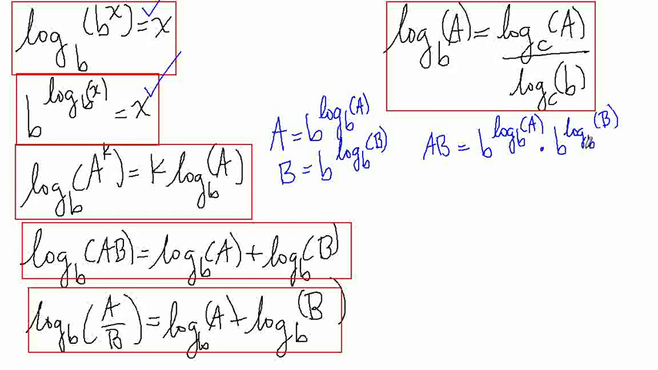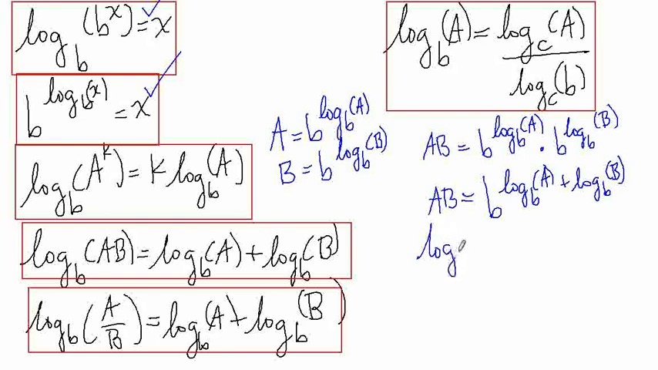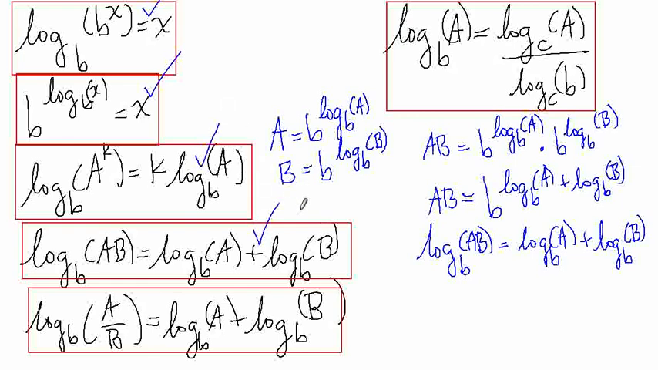Now let's first simplify the right side by adding the exponents. Now let's take the log of both sides. And using the first rule, we know that the log of the right side is going to be equal to the exponent. Okay, and there you have it. I've just established the fourth one. So now we have the third and the fourth.